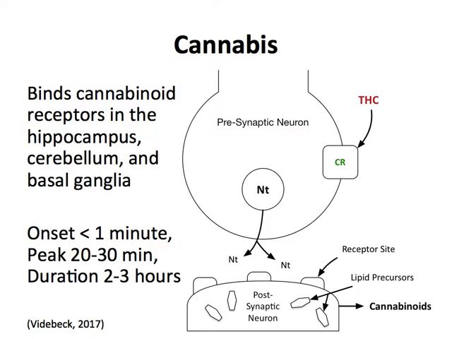Cannabis binds cannabinoid receptors in the hippocampus, cerebellum, and basal ganglia. The onset is usually less than 1 minute, it peaks in 20 to 30 minutes, and the duration is 2 to 3 hours.